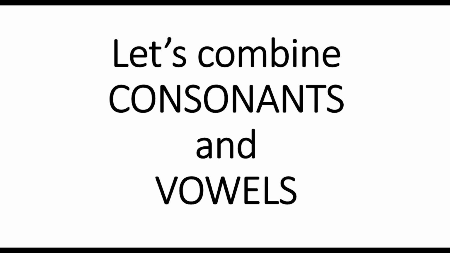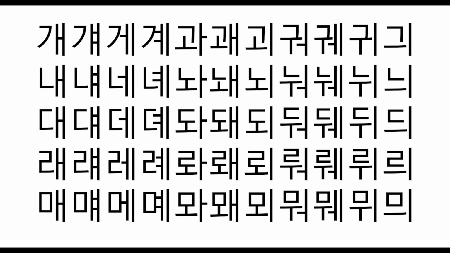Now let's combine the consonants and these vowel combinations. So we've got ge, ge, ge, ge. Now again, 1 and 3 are the same sound, just written differently. And 2 and 4 are written differently, but the same sound. Then the 5th one here is gwa, then gwe, gwe, gwo, gwe, gwi, gi.